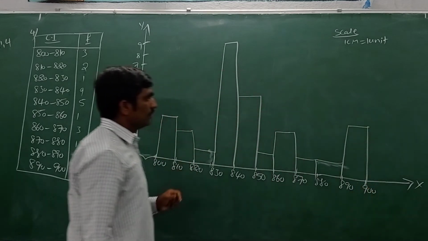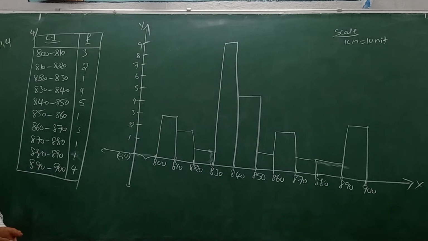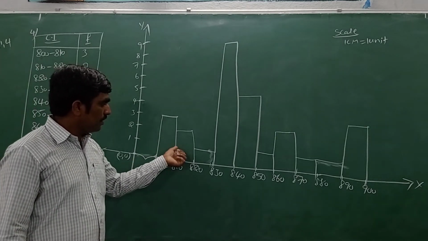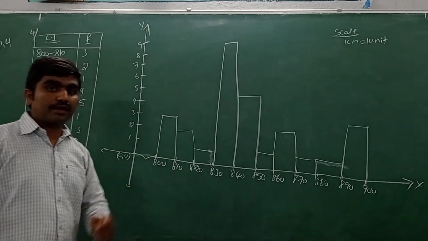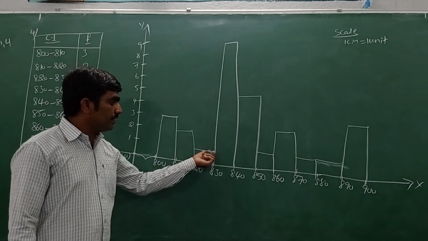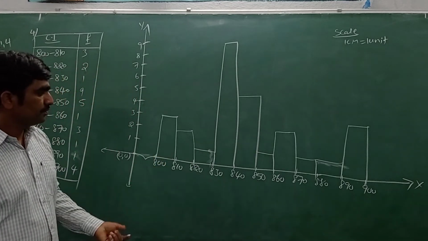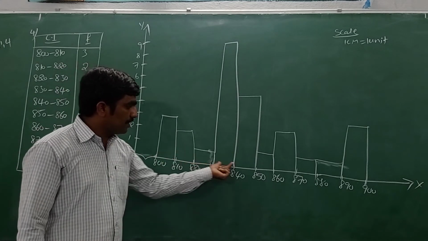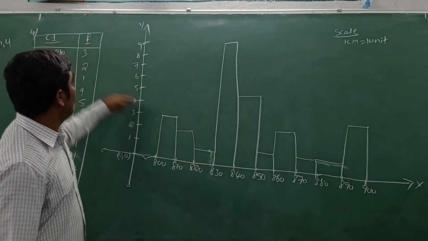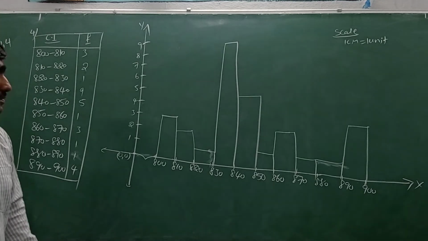Yes, this is called a histogram. Here we cannot see any distance between the rectangular bars, whereas in a bar graph you can see that the distance between the rectangular bars is equal to the width of the bar. Here, in all the rectangular bars, the width is the same, but the length depends on the frequency value. Now let's answer this.